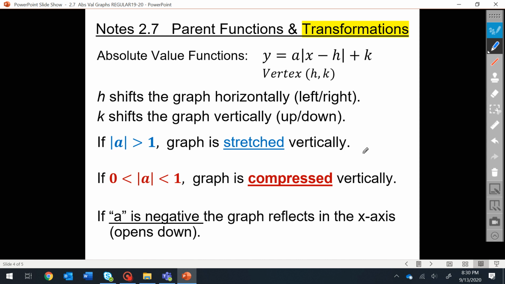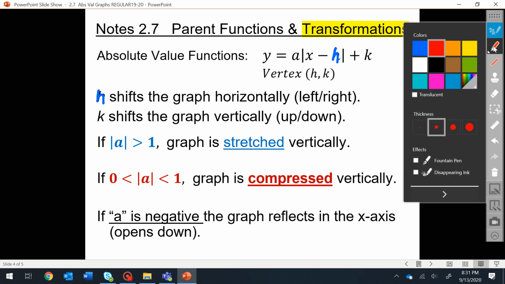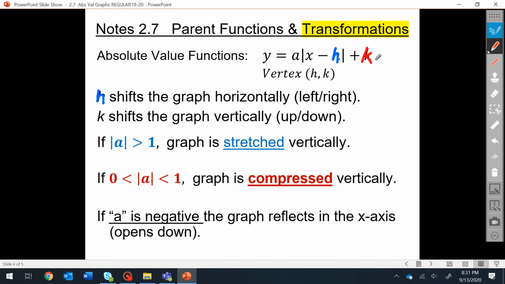Now let's look at how we would apply transformations to go from the parent function to a new function. What we're going to see here is that if there's a number inside of the parentheses with the x, such as this h, it's going to move the parent function horizontally. It'll either move it left or right. And then the k value, if there's any value added onto the outside of this, that's going to shift it vertically, up or down.